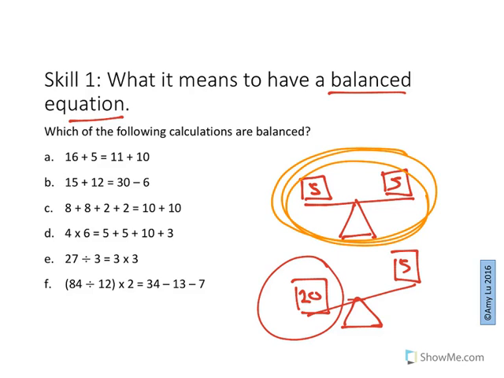So, for example, if I had 1 pound here, I'm going to add 1 pound here. If I took away 1 pound from here, I will take away 1 pound from the other side because we have to keep it even. We have to keep it balanced. That's what algebra is.